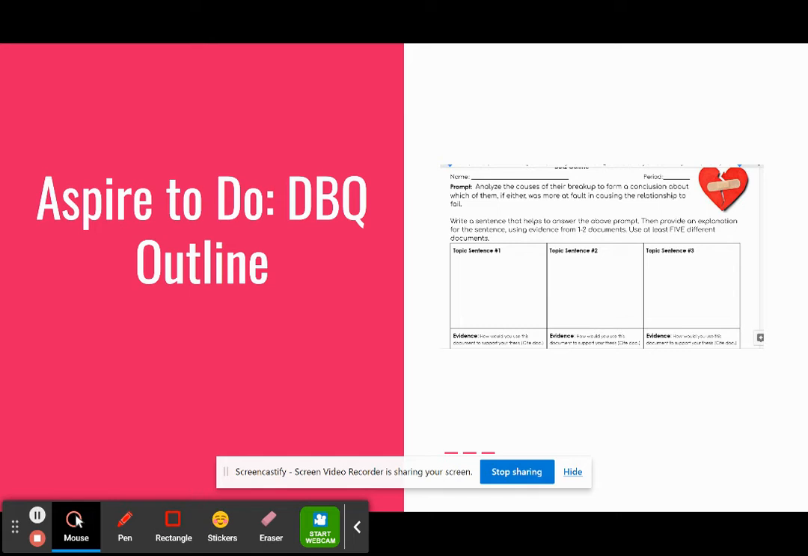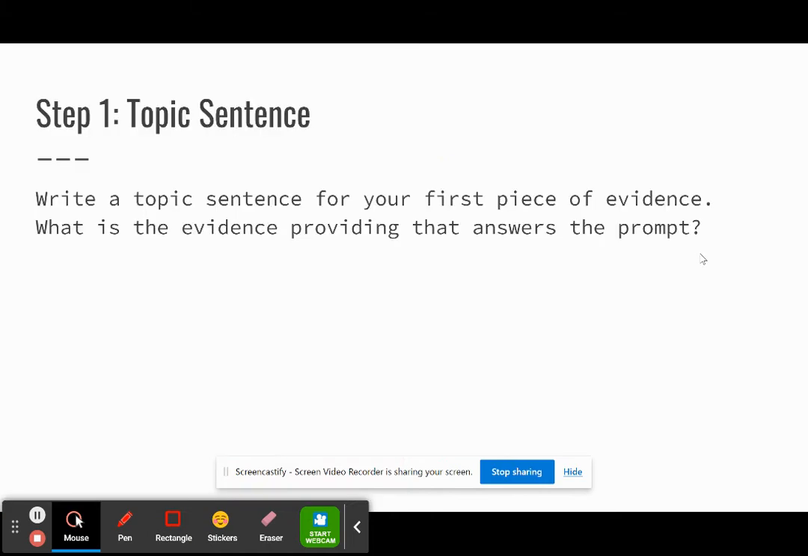So once you are finished with that, you can attempt the Aspire to Do. This can get you to an A for this assignment. So in this, you are going to analyze the causes of the breakup and form a conclusion, and you're going to do it by an outline DBQ, which is this document here. So step 1, you're going to come up with a topic sentence. You're going to write a topic sentence for your first piece of evidence. What is the evidence providing that answers that prompt?